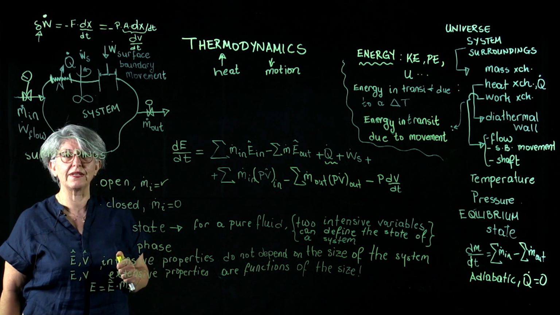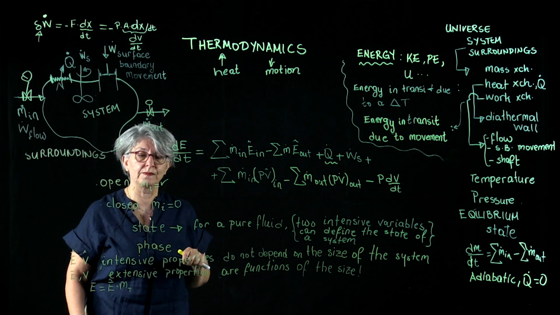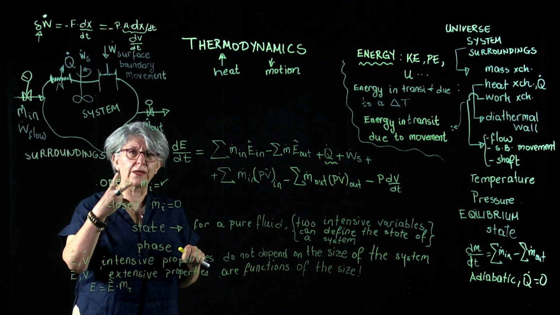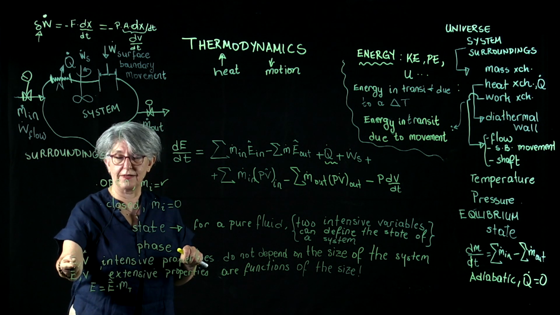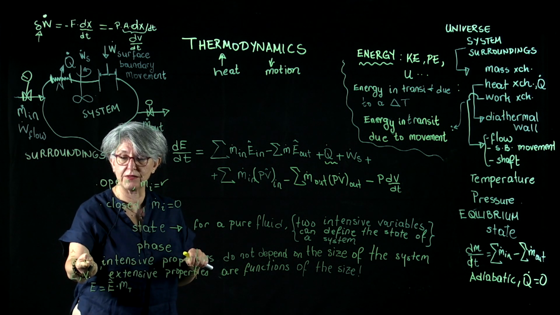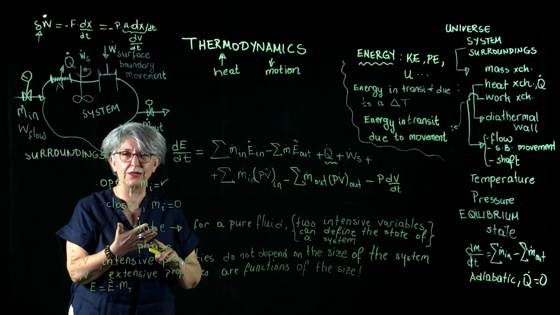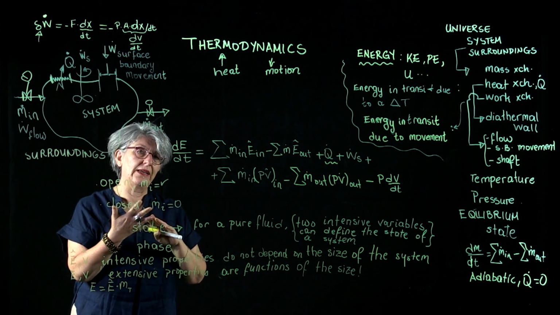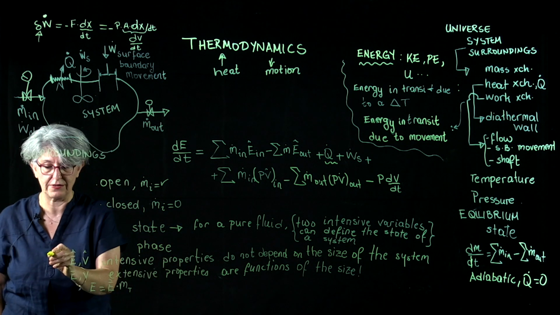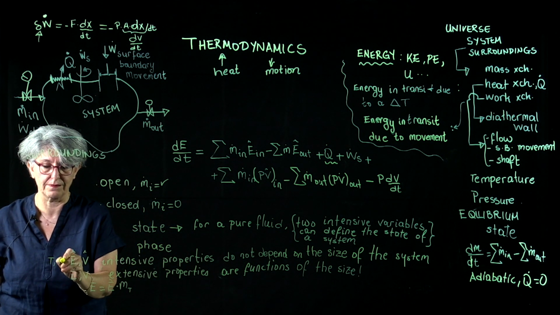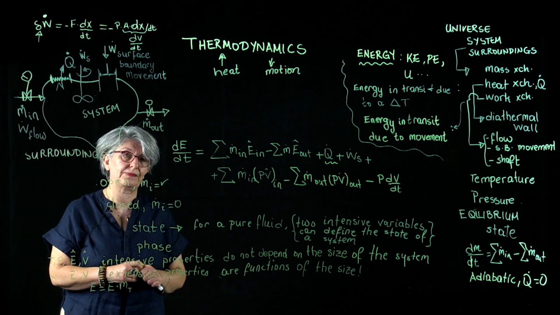What are those two intensive variables that can define the state of a system? We need two variables that are not going to depend on the size of the system. We said energy, we said specific energy, we said specific volume. We also have temperature, we also have pressure. Temperature and pressure are also intensive properties. And we call them state variables.